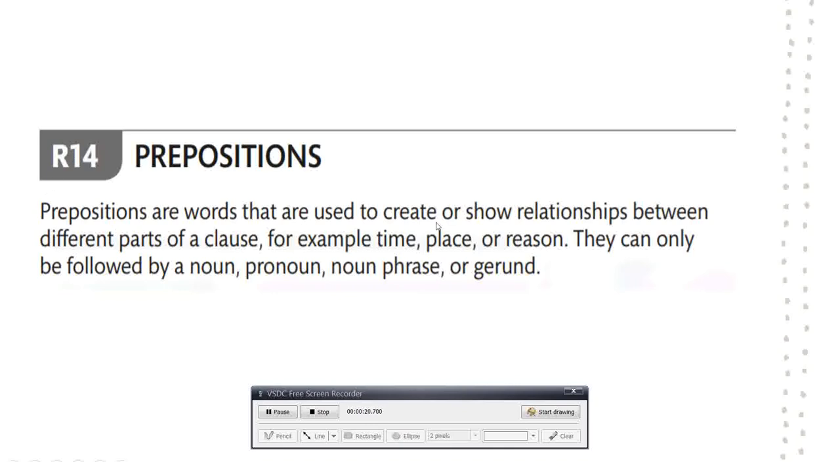Prepositions are words that are used to create or show relationships between different parts of a clause, for example, time, place or reason. They can also be followed by a noun, pronoun, noun phrase or gerund. In simple words, a preposition shows a relationship between two nouns. It can be the relationship between the subject and another noun, pronoun, noun phrase or gerund in the given sentence. Let us see what these prepositions are and how they are used in a sentence.